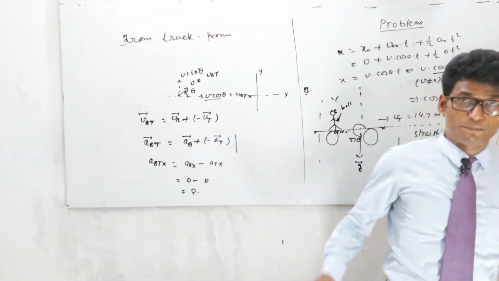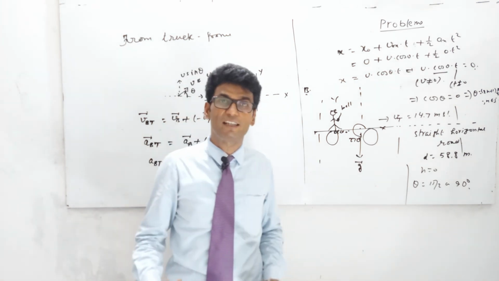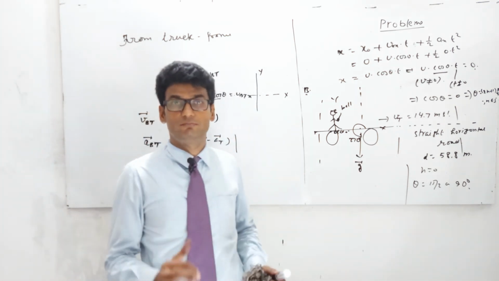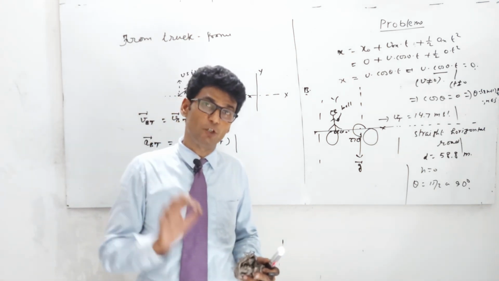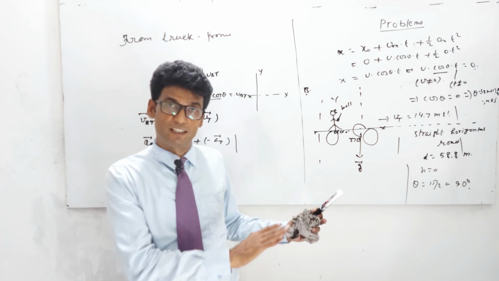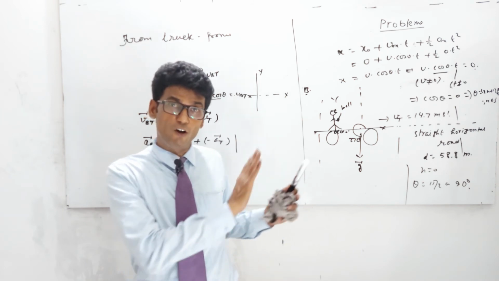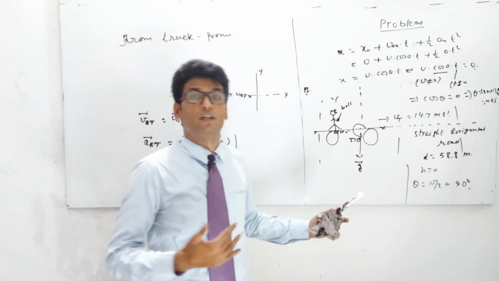So from the truck frame, the direction is already measured. Now we have to measure the speed, because we have to measure the velocity. Velocity is a vector physical quantity. We have to measure both direction as well as magnitude. So direction is already done, vertically up. Now we have to measure the speed, that is the magnitude of the velocity. Look at how.